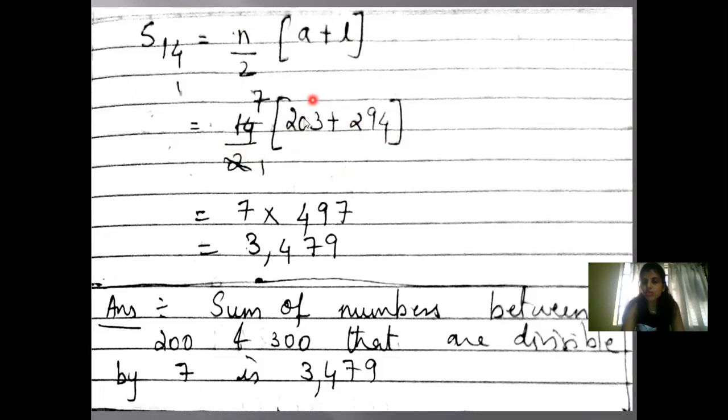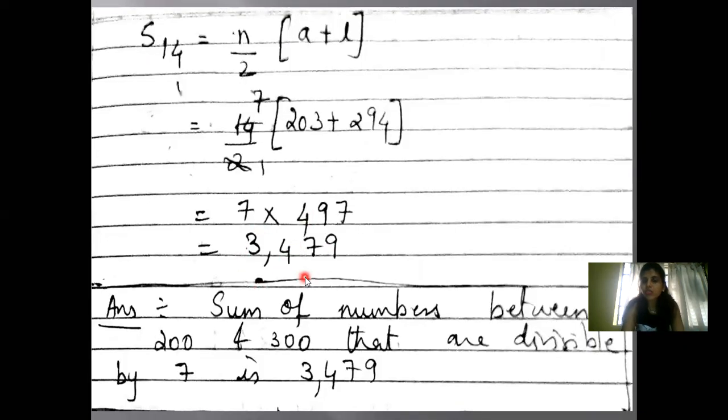So first you are going to solve the bracket. 203 plus 294, we get the value as 497. 497 into 7, because when we divide 14 by 2, we get the value as 7. 7 into 497, we get the value as 3479. So that is the sum of the numbers between 200 and 300 that are divisible by 7, which is 3479.